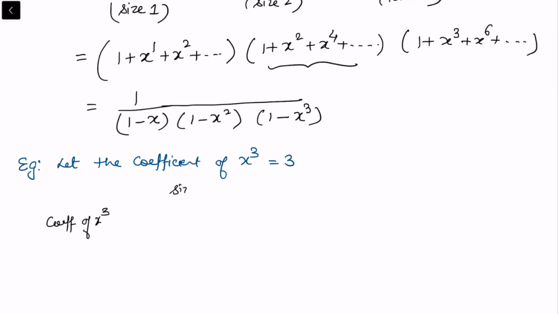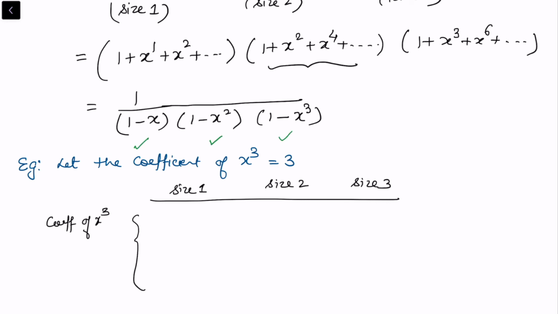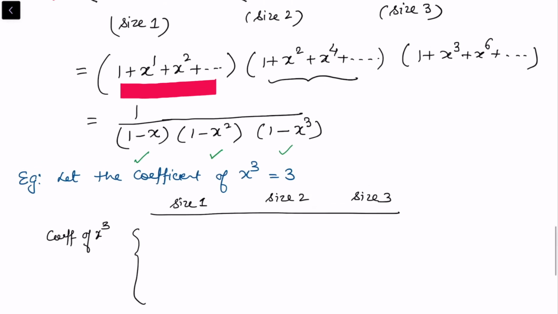we know we use 3 sizes: size 1, size 2 and size 3. Now we know size 1 is due to this term, size 2 is due to this term and size 3 is due to this term. So if I look at this expansion, this is due to size 1. Corresponding to this one, suppose I take x to the power 0, and here also I take x to the power 0, and in the last term I take x cube. So this will give me a partition of 3, which is equal to 3.